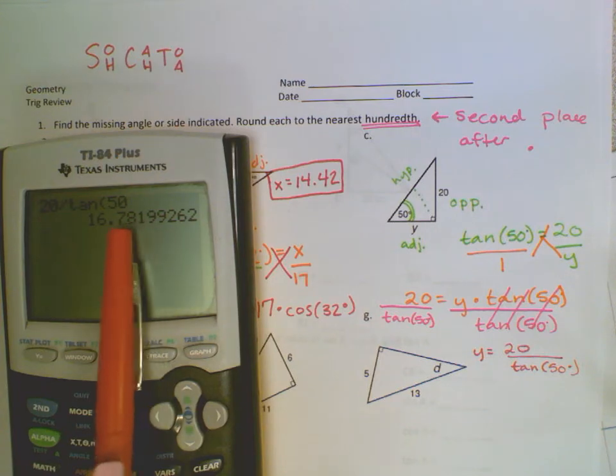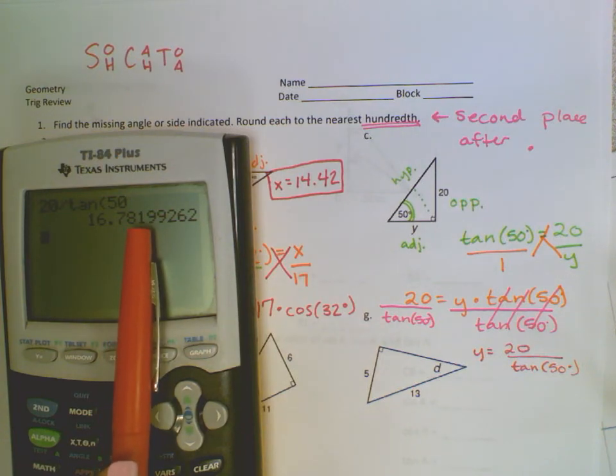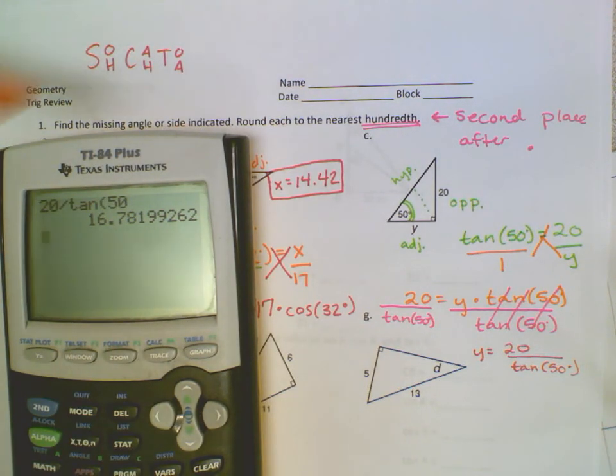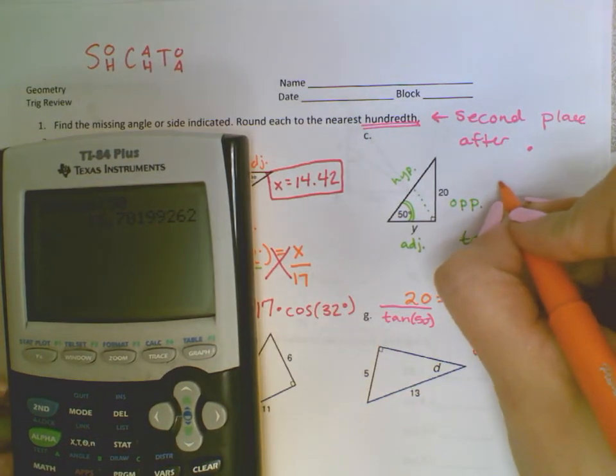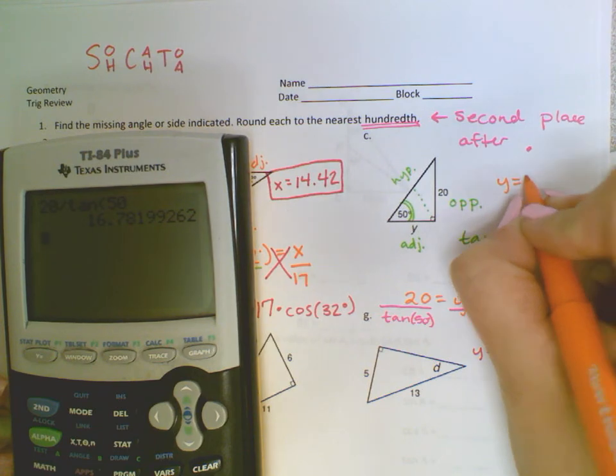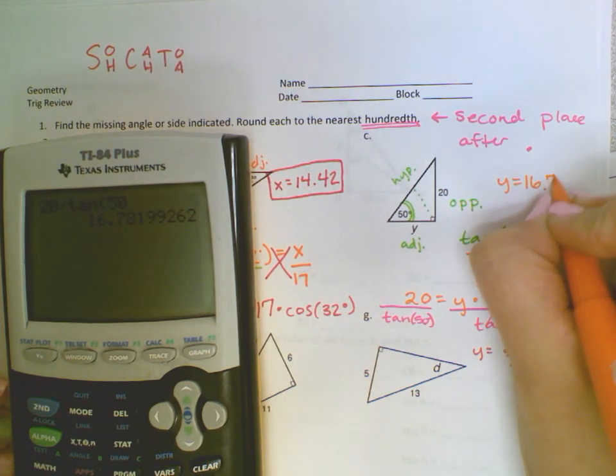So we'll be rounding this 8. If we look to the right, it's a 1. So that means we will not bump it up. It will stay the same. And so y equals 16.78.